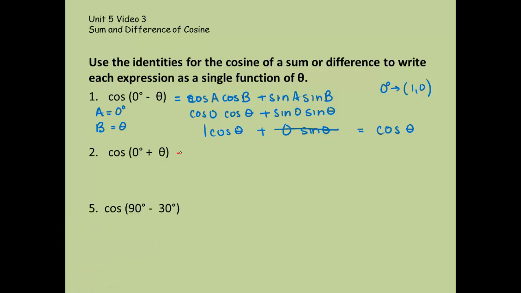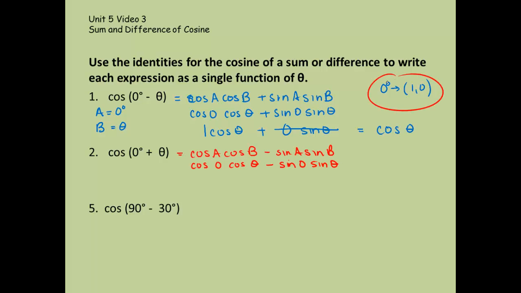So if I write this out completely, I get the cosine of A times the cosine of B minus the sine of A times the sine of B. And I start filling in my values. The cosine of A is 0, the cosine of B is theta, minus the sine of 0 and the sine of theta. So let's start replacing.